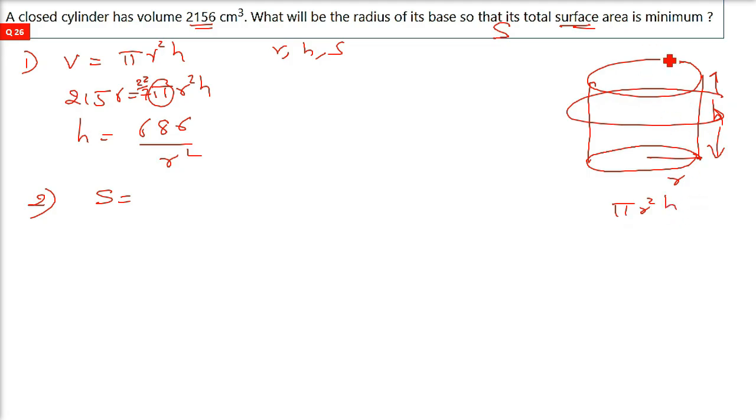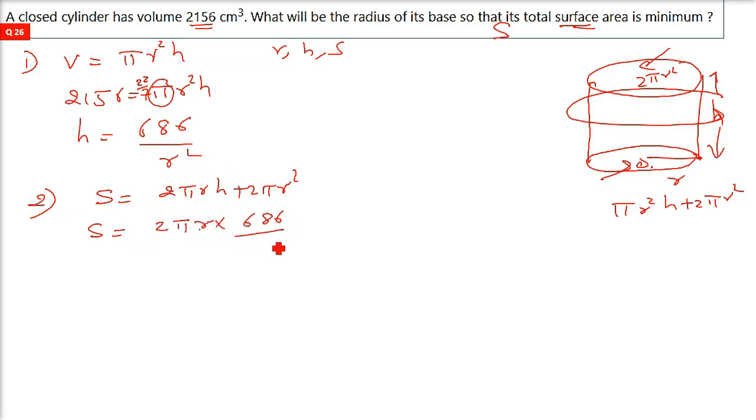Total surface area of any shape is the curved surface area plus the area of the base and the top. So pi r square h is there, and 2 pi r square, pi r square above and pi r square of the base. So pi r square h plus 2 pi r square, this is the surface area. So 2 pi r h, you can just write h as 686 by r square, and 2 pi r square is already there. And since we need the radius, we have to differentiate this S with respect to radius.